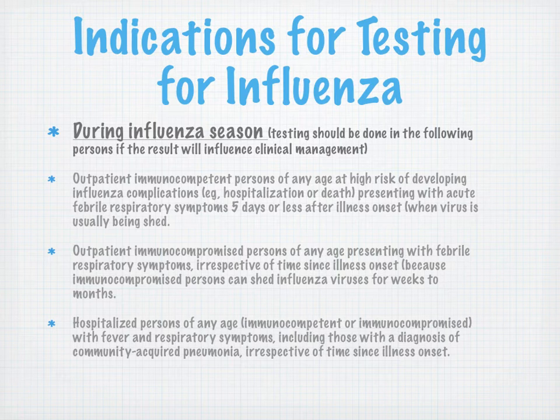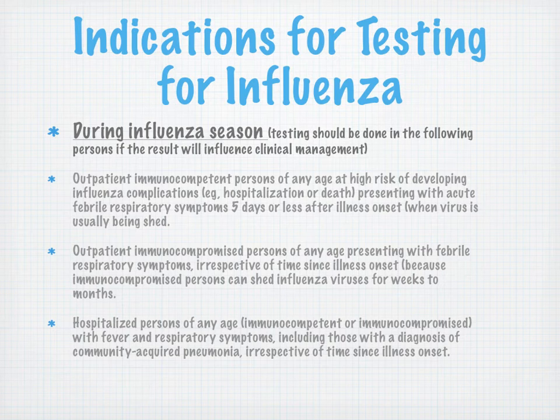Okay, so that's going to be one category. The second category is outpatient immunocompromised. Bullet point 1 there was immunocompetent. Now we're into immunocompromised persons of any age presenting with febrile respiratory symptoms, irrespective of time since illness onset, because immunocompromised persons can shed virus for weeks to months. What? I am serious about that.